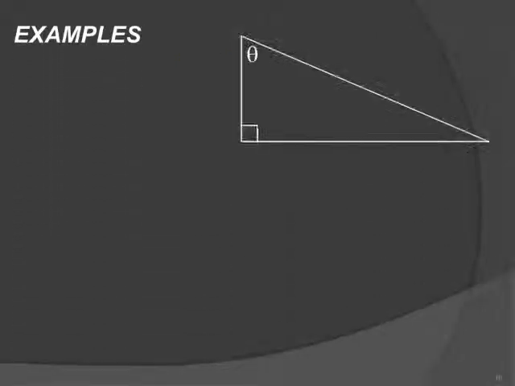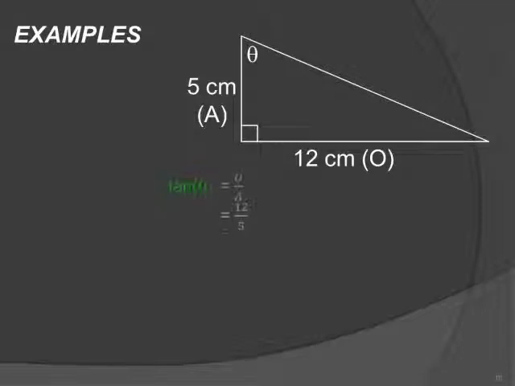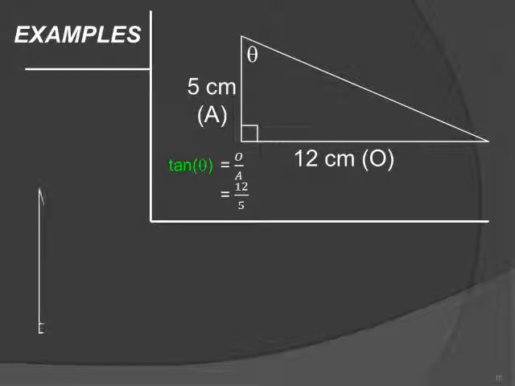So we've got some examples. Here's our triangle. We have an opposite of 12 centimetres, an adjacent of 5 centimetres, so tan is going to be O over A, or 12 over 5. Next example, we have an opposite of 19 metres, an adjacent of 5 metres, so tan is opposite over A, which is 19 over 5.